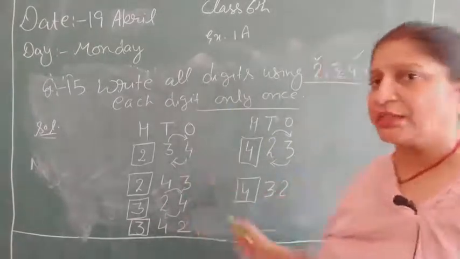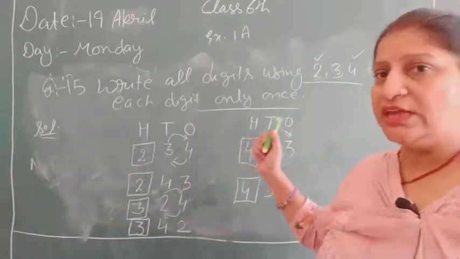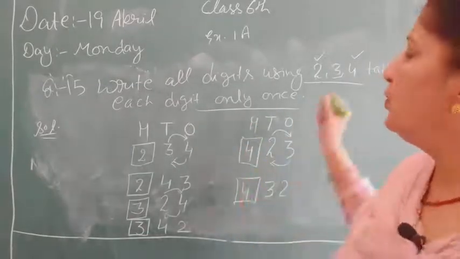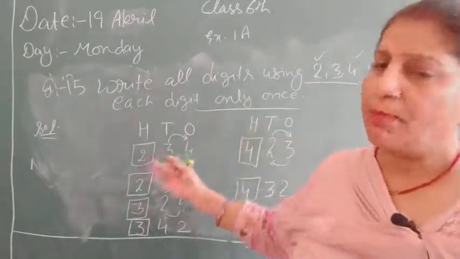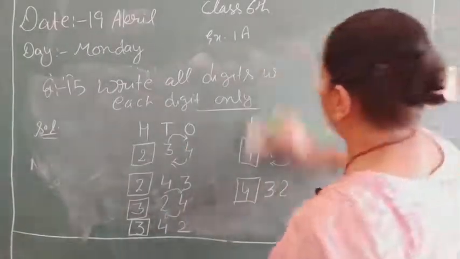Now in this method all our numbers are made and no number is left. So you have to follow this process, and in this process no number is left out. Clear this one? Now we do the next question.